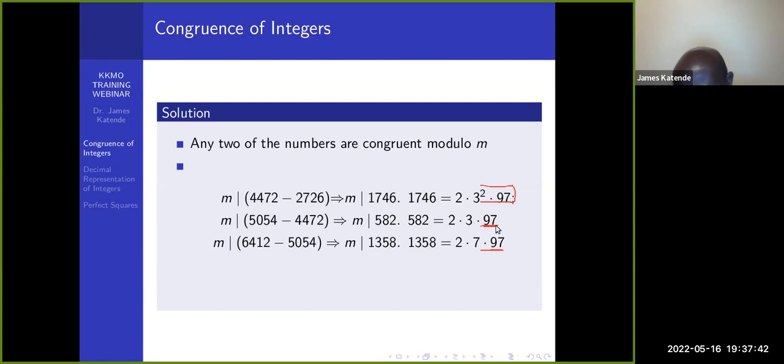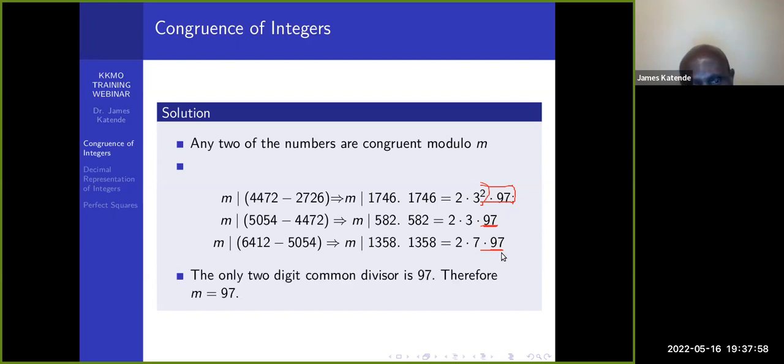For this case, only 97 is a two-digit. Here, if you are looking at 9 times 2, it will give you 18, another two-digit factor, but 18 is not common. We need one that divides all of them. So the only one that works is 97. And therefore, the number we are looking for is 97. Does that make sense? Are we together?